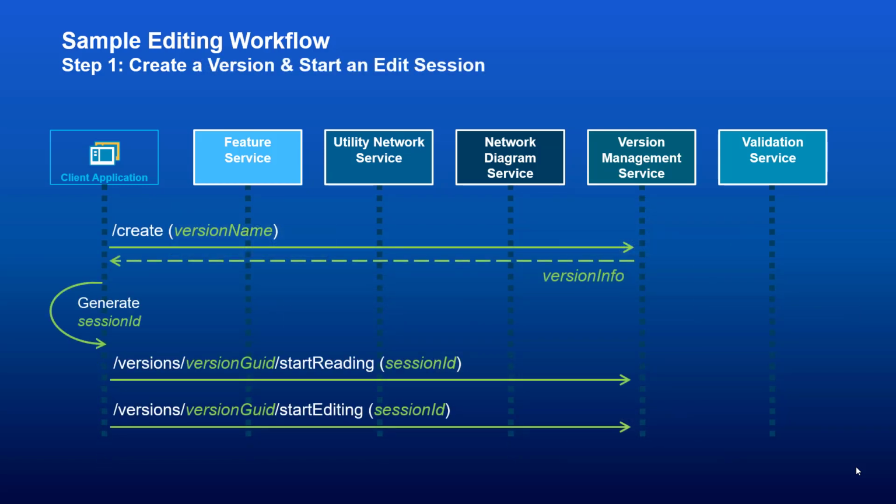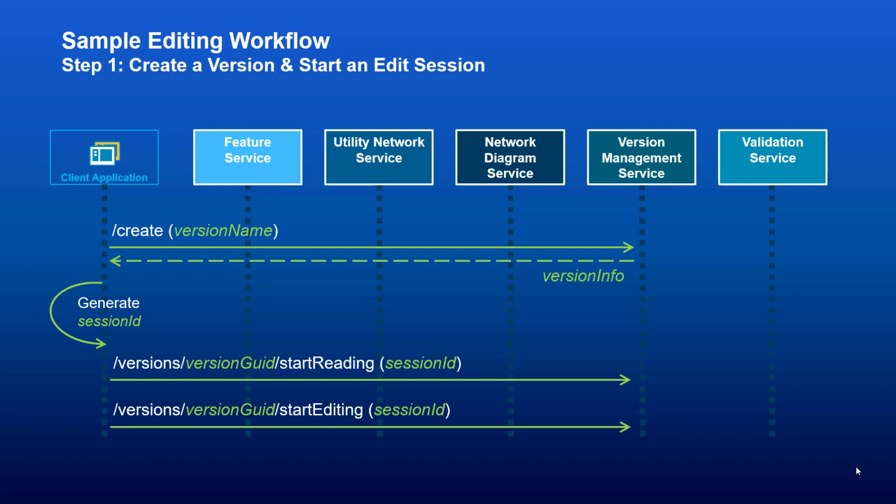In the first step, we will use the version management service to create our version. So for this, we will use the create operation and provide a valid version name. The version management service will respond to us with a version info object, which will mainly contain the version name and the version GUID that we will then use when we want to actually get to that version.